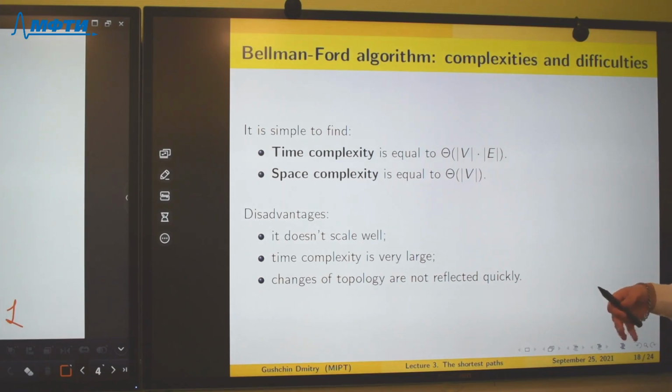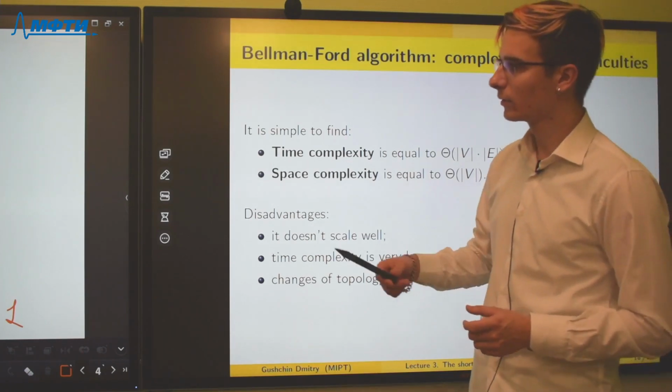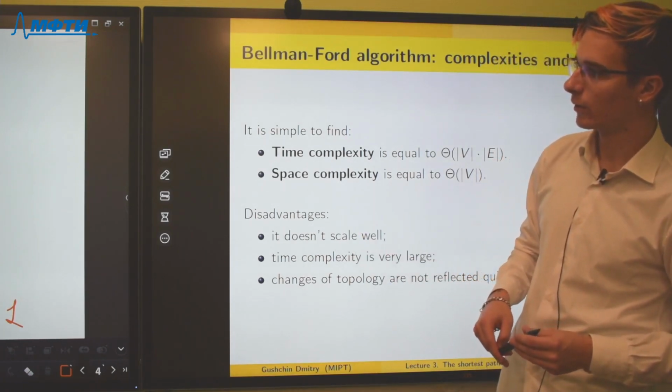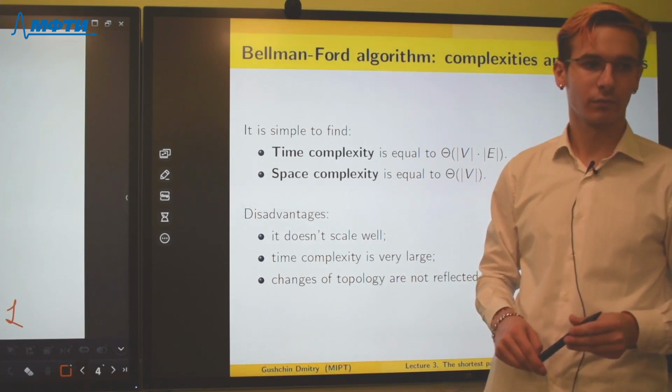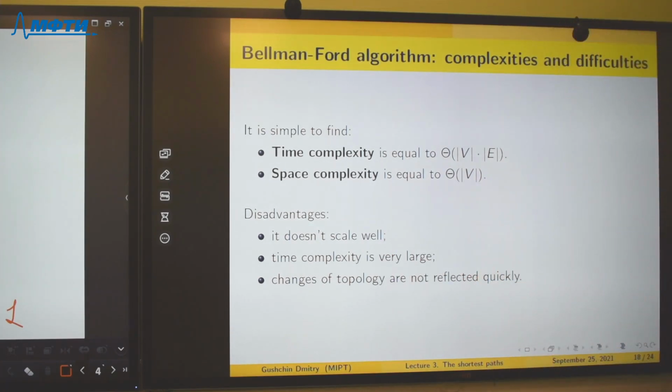So Dijkstra's algorithm is preferable to use in cases when we have a graph with positive weights. But of course, the main disadvantage of Dijkstra's algorithm, which doesn't appear here, is that Dijkstra doesn't work with negative weight edges, but the Bellman-Ford algorithm works with them.